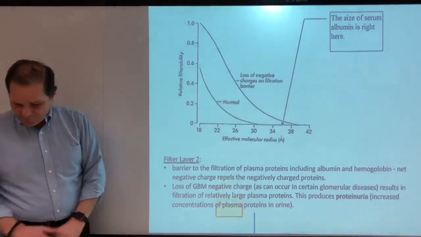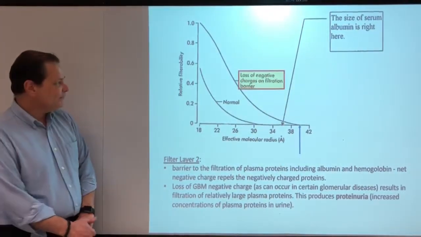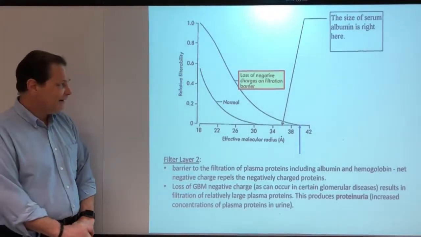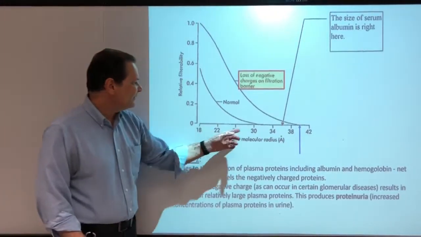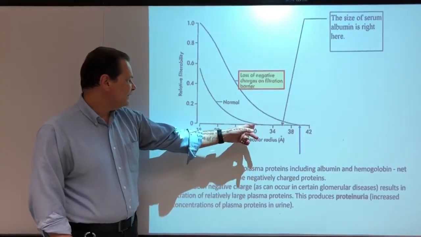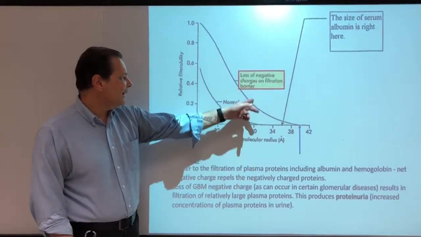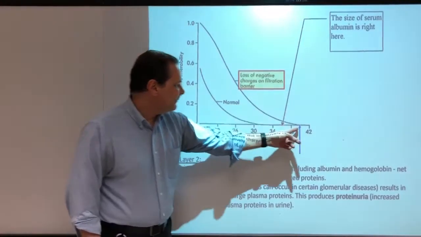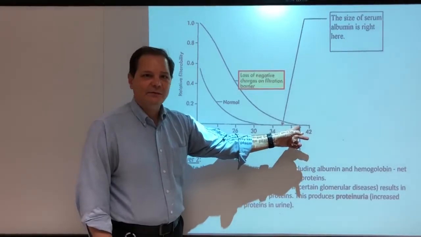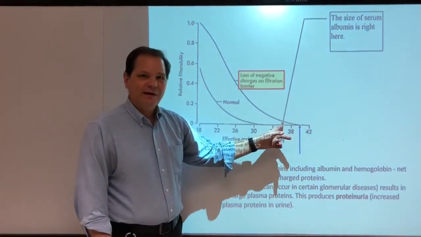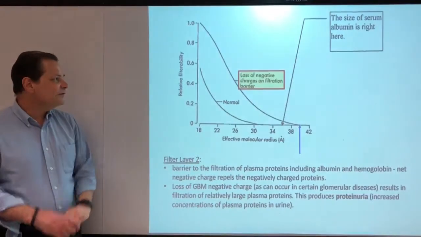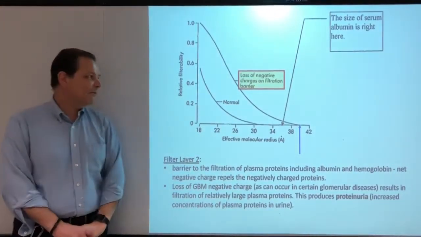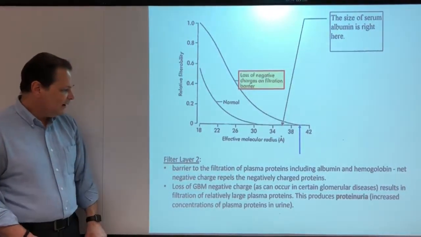Now, if we take the negative charge out of the filtration barrier, primarily the glomerular basement membrane, now look what happens. Our 30 angstrom protein, which wasn't getting through at all in the normal membrane, is now getting through, okay? And in fact, everything up to probably about 40 angstroms gets through. So now our albumin's getting through as well. So if you lose the negative charges on the filtration barrier, primarily the glomerular basement membrane, you're going to let a lot more protein through.